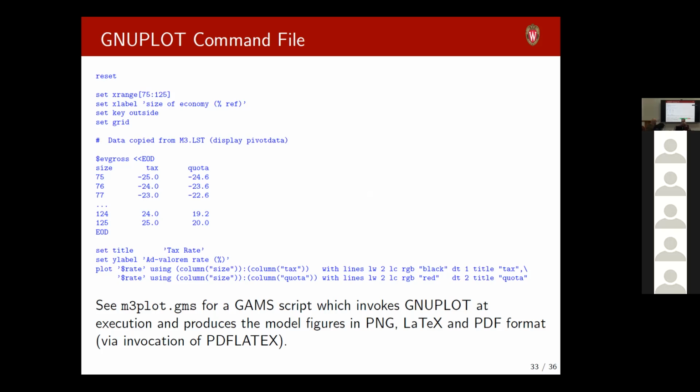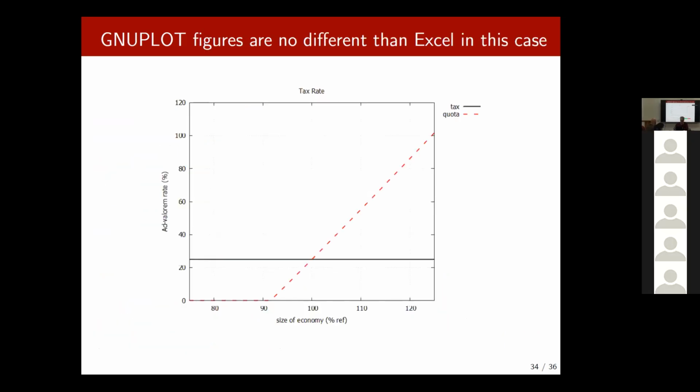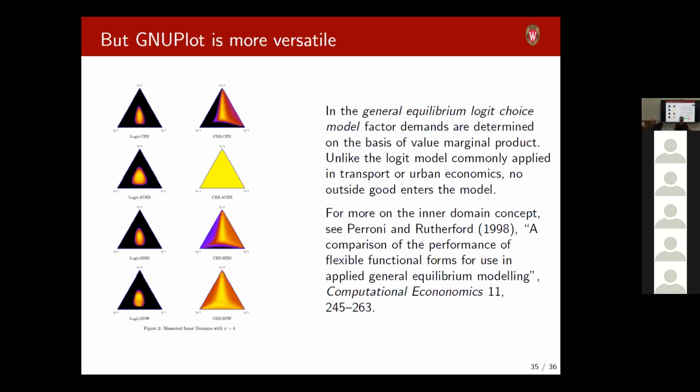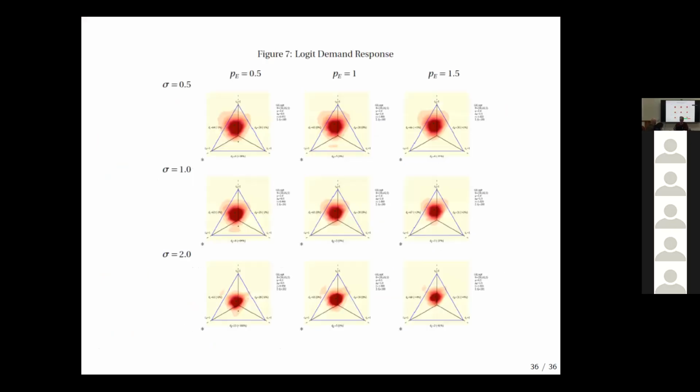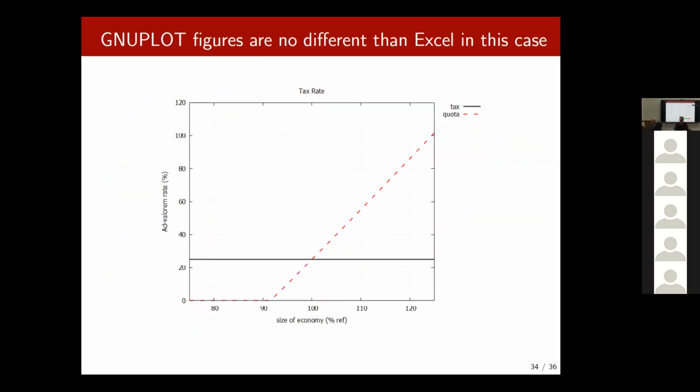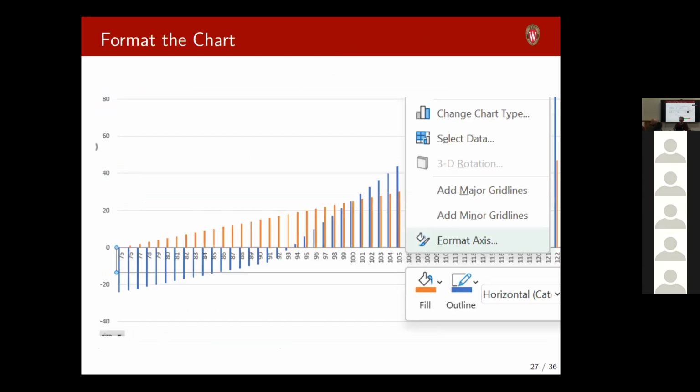Or I also give you an M3 plot, which is a GAMS script that automatically generates the GNU plot script from GAMS, writes the data out, and then generates the files as PNG and as PDF. So that does it automatically in the background, and there's no difference. But GNU plot's cool because you can do other stuff, and I show you some of what you can do with it. It's a cool package.